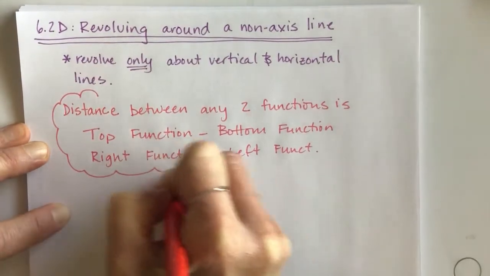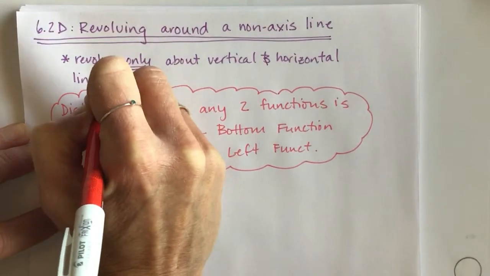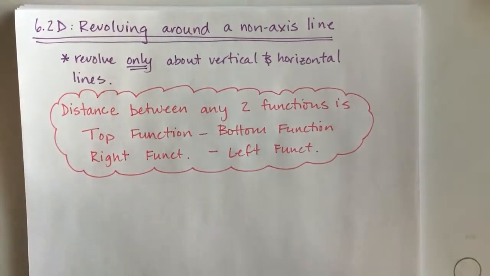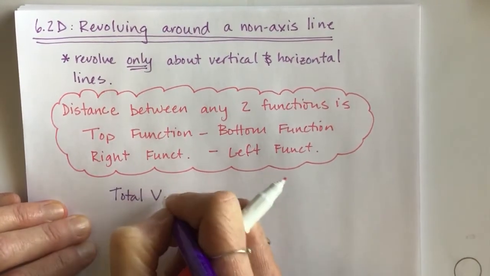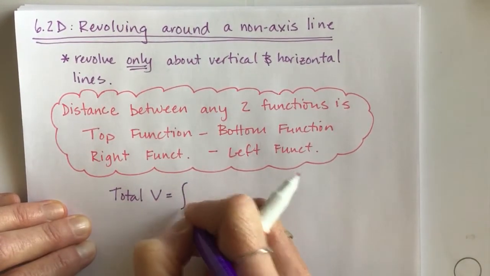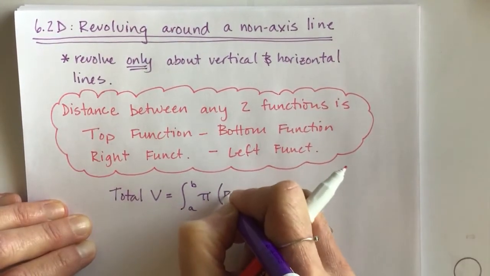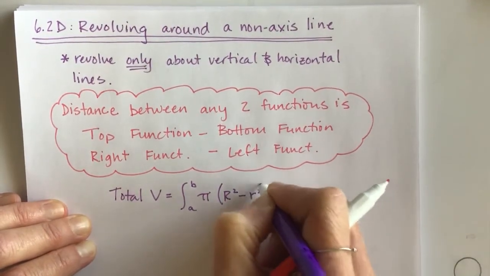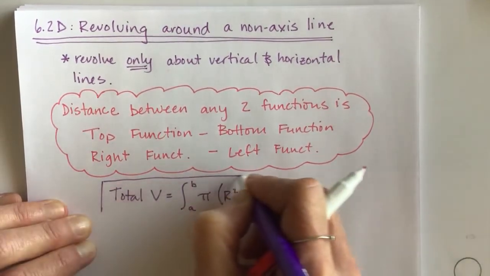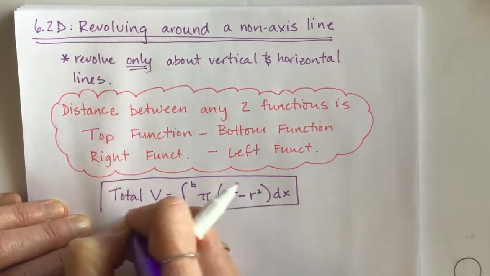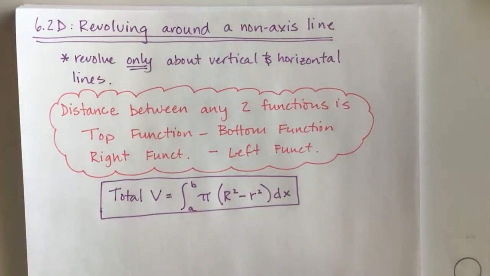Other than that, it's going to be the same concept that we did yesterday. So our total volume is equal to the integral from our bounds of pi times big R squared minus little r squared, and either dx or dy. If it's a horizontal slice, it'll be dy. Vertical slice, it'll be dx. So that's what we're going to be working with.